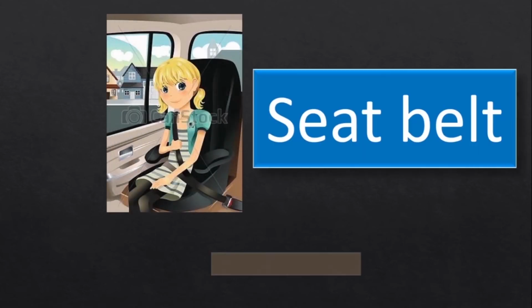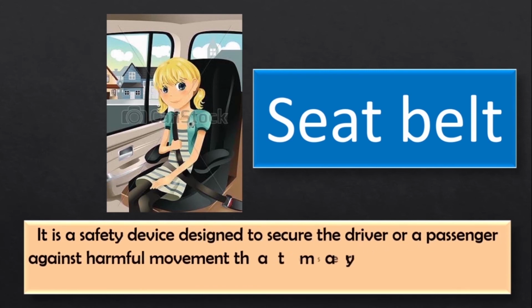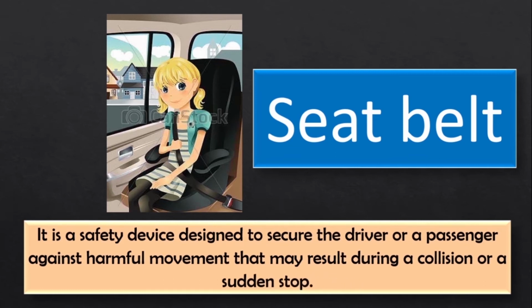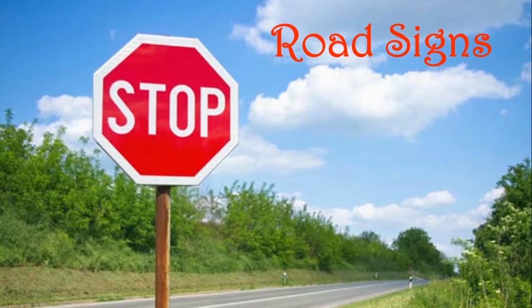Another safety feature in car is the seat belt. It is a safety device designed to secure the driver or a passenger against harmful movement that may result during a collision or a sudden stop. Next is the use of road signs. Road signs provide valuable information to drivers and other road users. They represent rules to keep road users safe and help to communicate messages to drivers and pedestrians that can maintain order and reduce accidents.